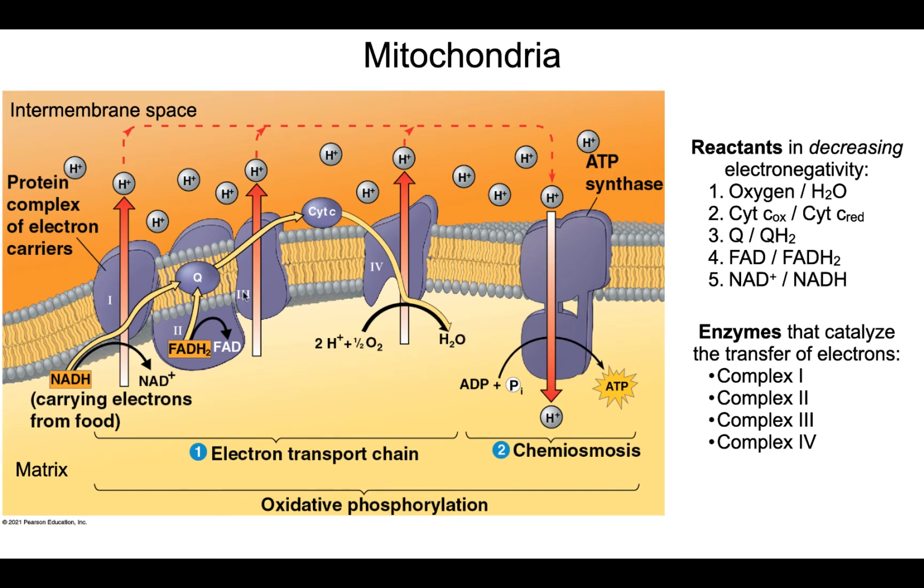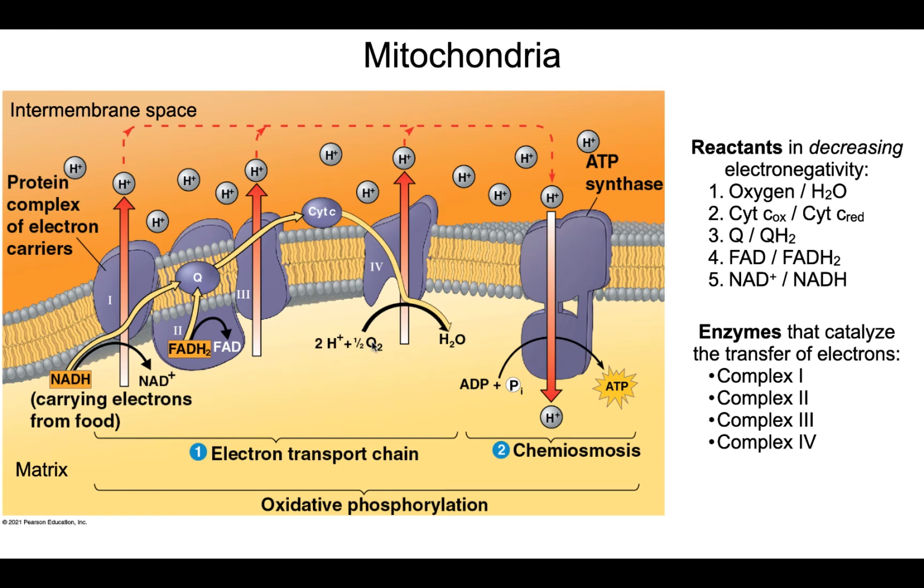And so our complex 3, our enzyme, will couple that to the endergonic process of pumping a proton against its concentration gradient into the intermembrane space from the matrix. Finally, we have our complex 4. We have enzyme complex 4 that catalyzes the transfer of electrons from our reduced cytochrome C to oxygen. Is that an exergonic reaction?